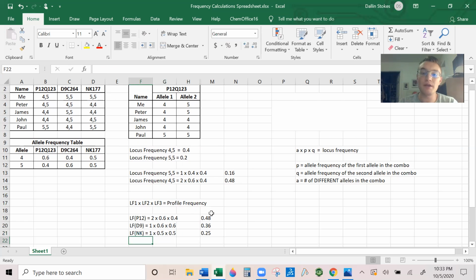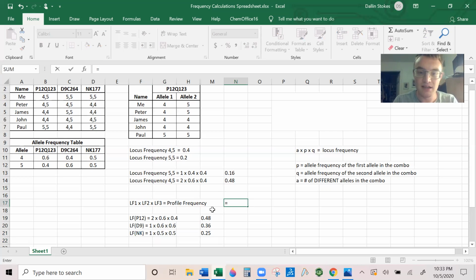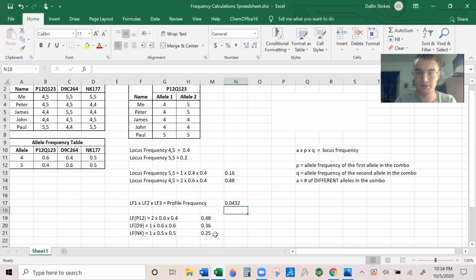Okay, so I found my 3 locus frequencies, one for each of the different loci. Now to find my profile frequency, I have to multiply these 3 together. So the profile frequency is going to be this number times this number times that number. And there's my profile frequency.